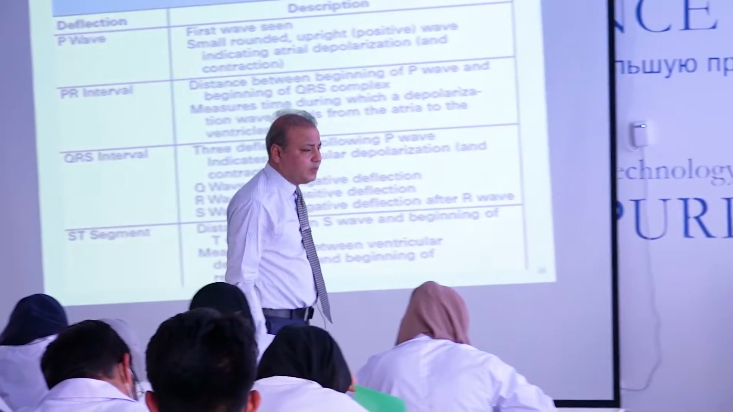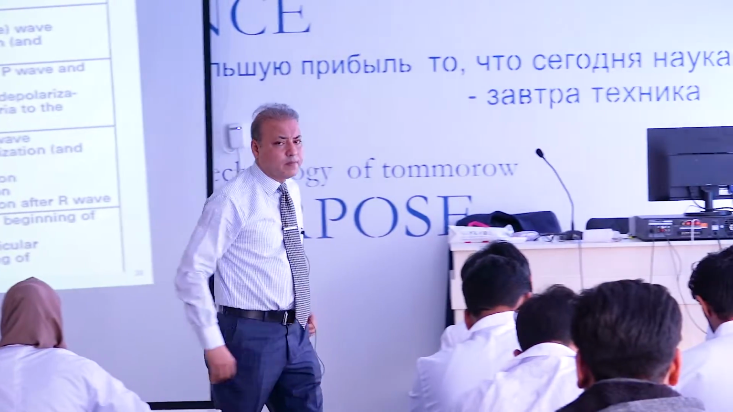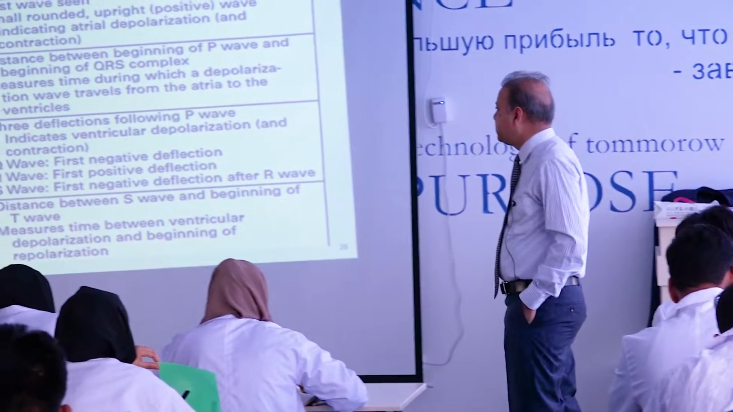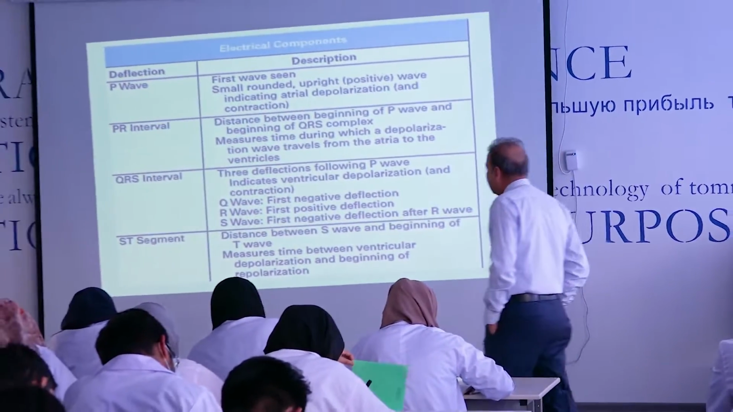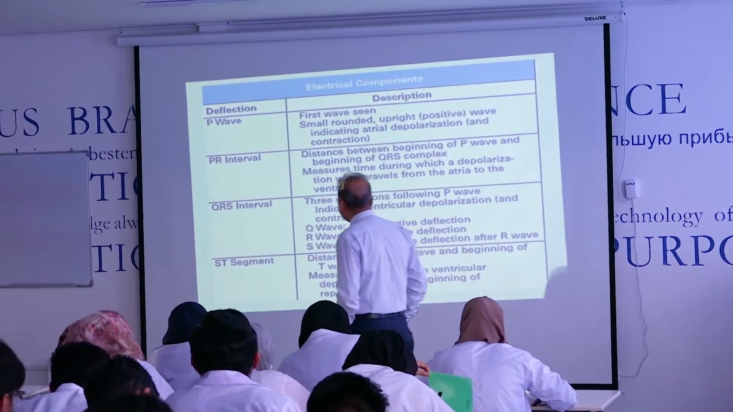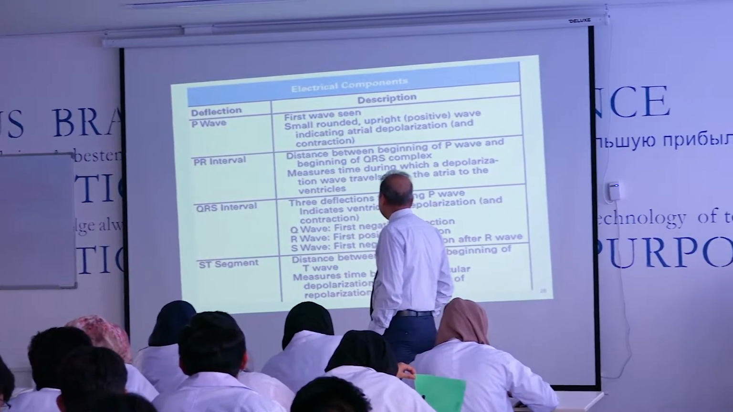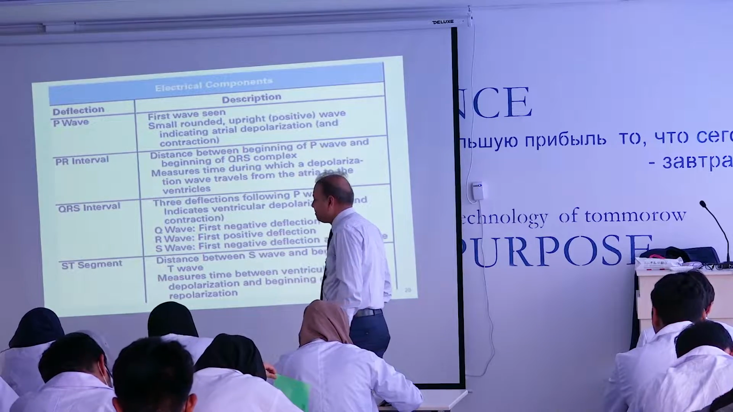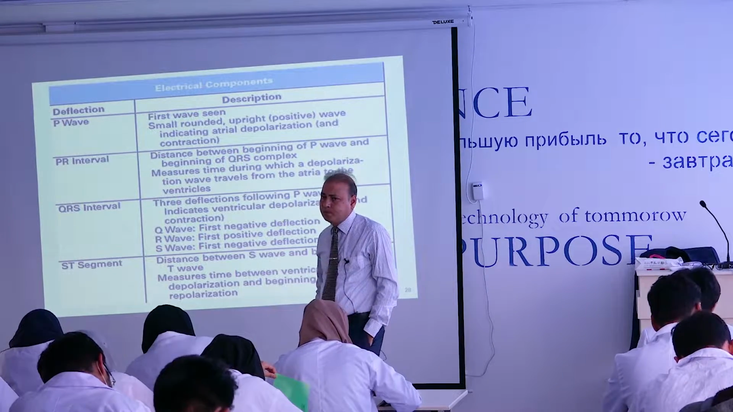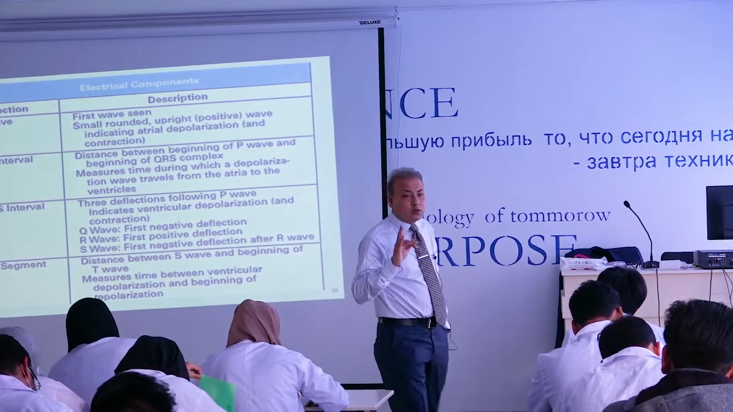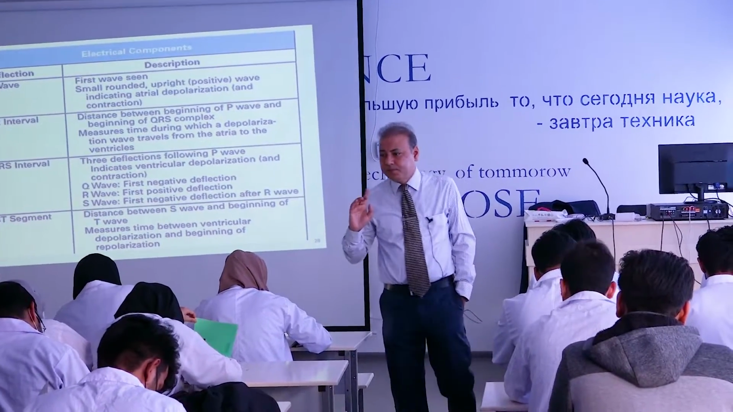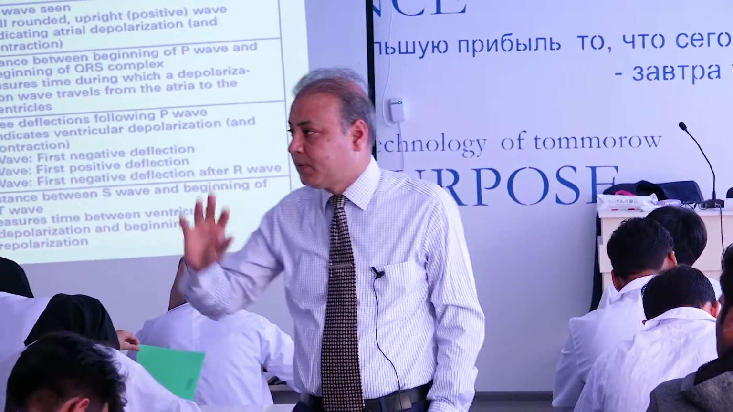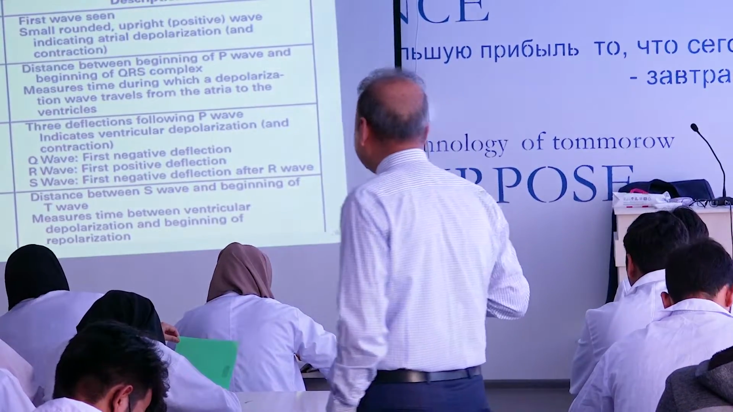P wave, write down, about P. Then PR interval: distance between the beginning of the P wave and the beginning of the QRS complex. Because we are talking about the conducting system of the heart, that is electrical activity, you can see in the ECG paper. Electrical activity of the heart.